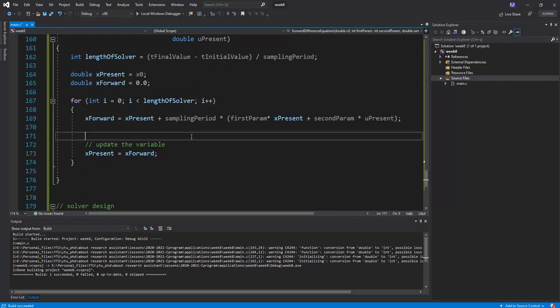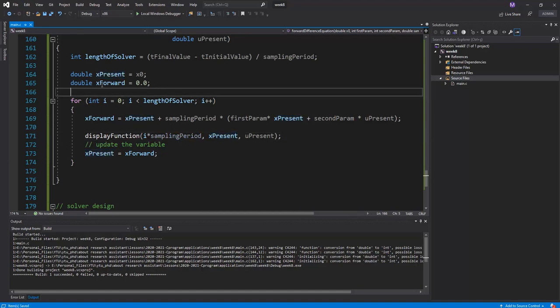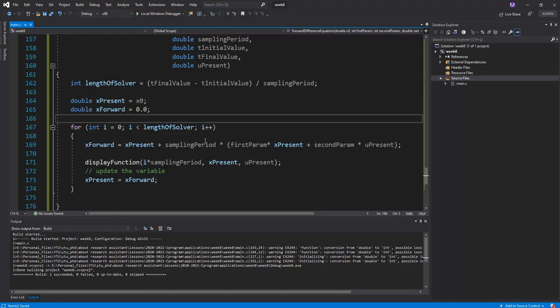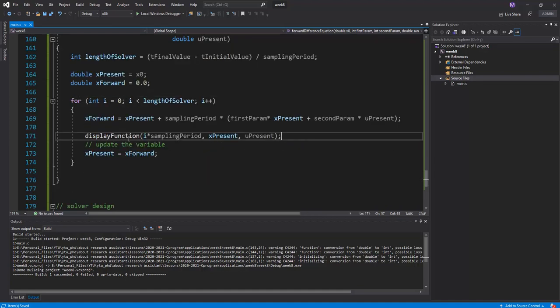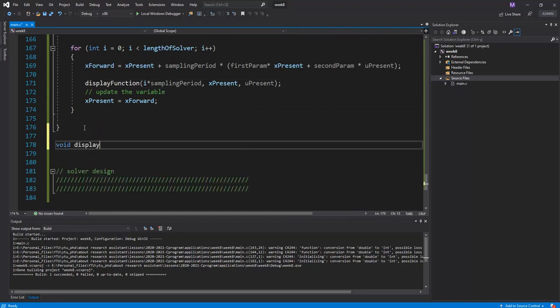And so we have a display function in here. The time parameter is equal to the I times sampling period, and x present and u present are given in here. Okay, and so the display function can be written as the display function with parameters of double time, double x present value and double u present value.